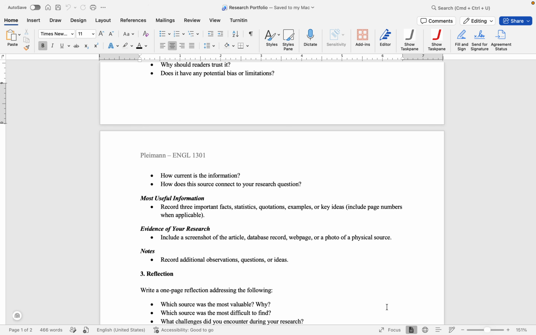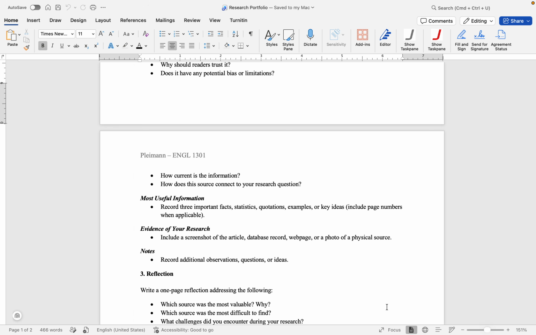Then tell me the most useful information that you found in this source. 3 important facts, quotes, statistics, examples, key ideas, that sort of thing. If there are page numbers in the source, feel free to write them down. Even though you don't have to document paragraph numbers in MLA format in your final essay, it might be helpful to write them down here so that you can find this information quickly when you are ready to incorporate it into your essay.